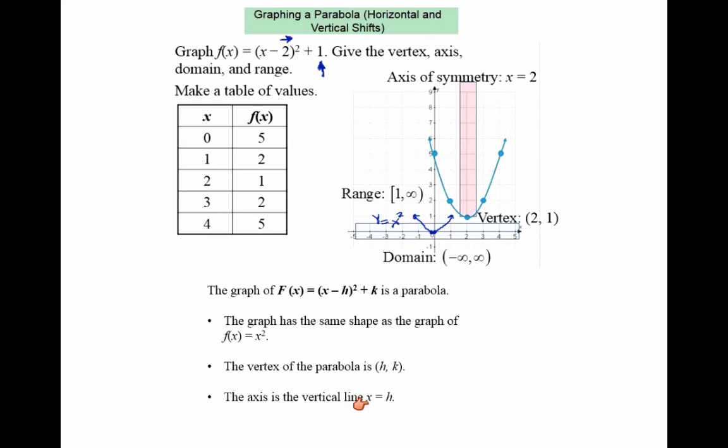And the axis is the vertical line that goes through the vertex. So it would be x equal to h, which is in this case 2. So this is the axis of symmetry. Now you notice that the range for this one is above 1. So you write bracket 1 to infinity, whereas the range for the original one was 0 to infinity. And the domain would be all real numbers for both, because this is going to gradually increase to both sides and cover all the numbers on the x-axis.